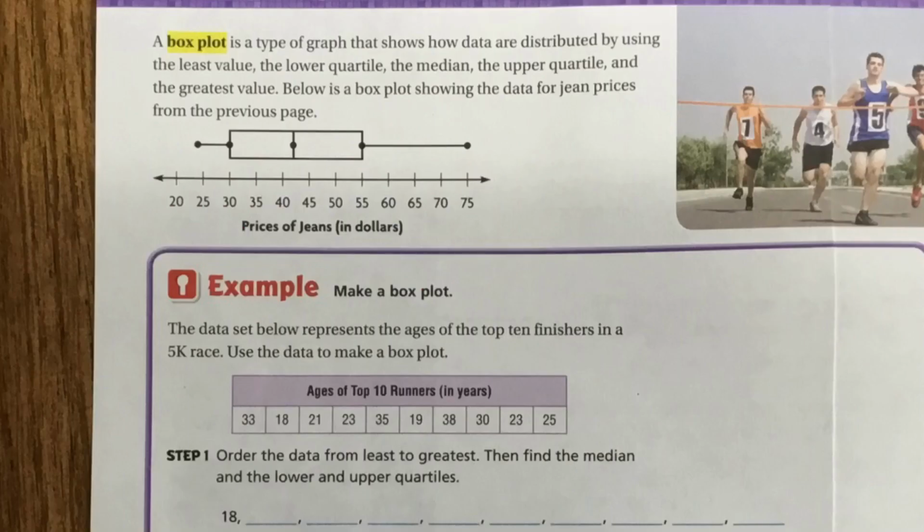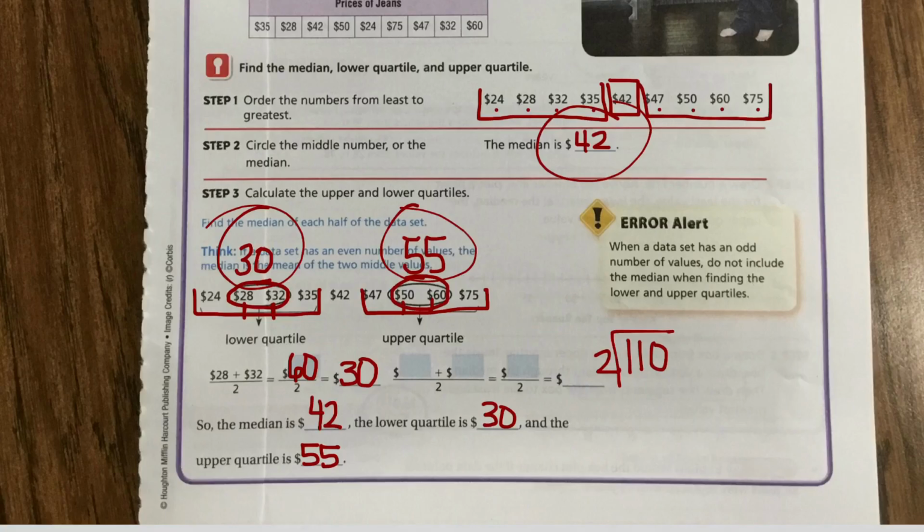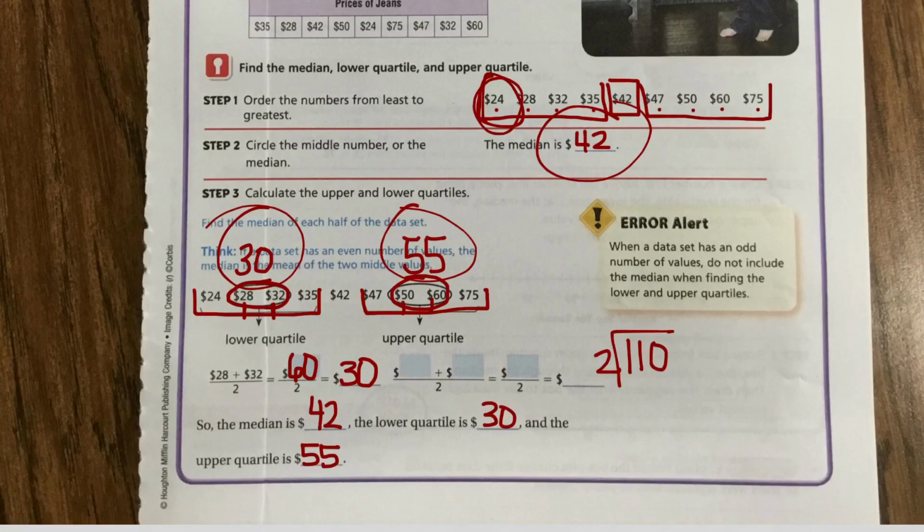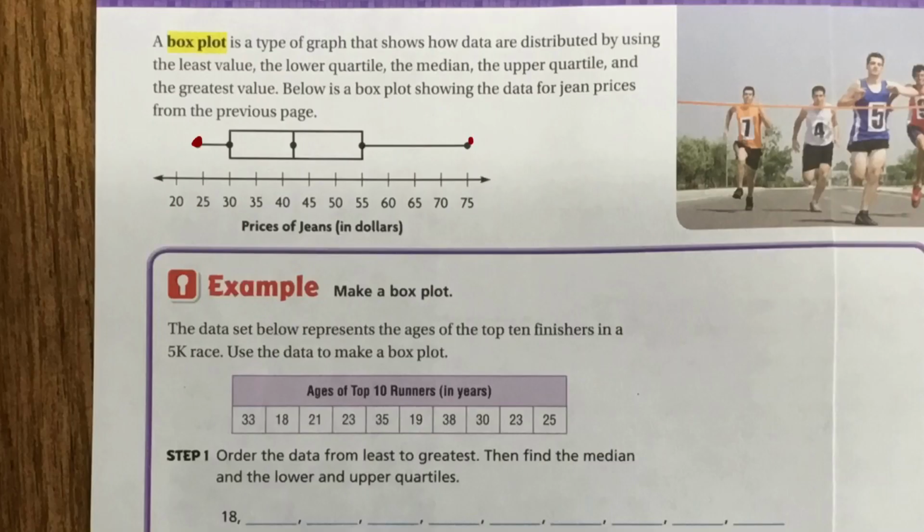A box plot is a type of graph that shows how data are distributed by using the least value, the lower quartile, the median, the upper quartile, and the greatest value. Below is a box plot showing the data for jean prices from the previous pages. Okay, so if I go back to the previous page, what was my lowest number? 24. So they put a dot right here at 24. Okay. What was my highest one? 75. So then they put a dot on 75.